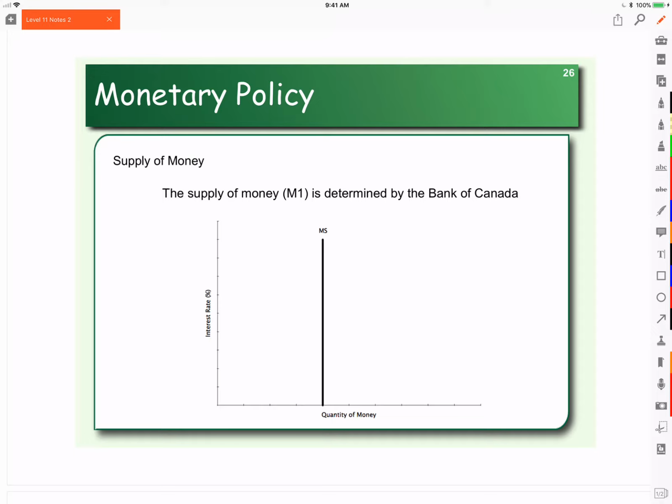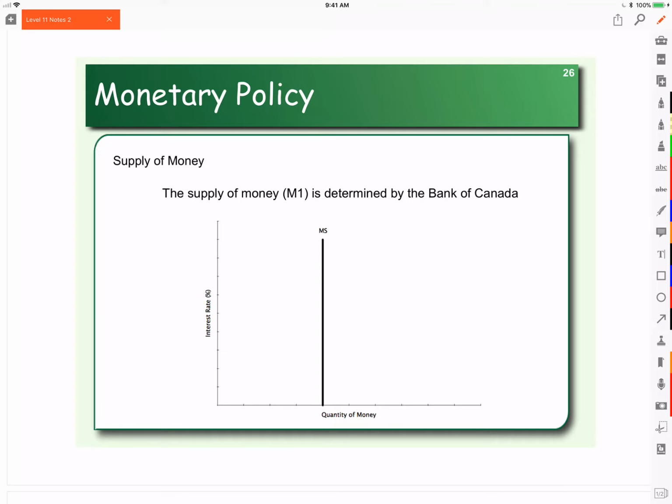Before we can look at monetary policy, we need to understand money supply and money demanded. So let's start with the supply of money, and we're going to look at the supply of money in terms of M1. So think back to the previous level. What was M1? M1 included cash, right? Banknotes, coins, and it included demand deposits, money in your checking account.